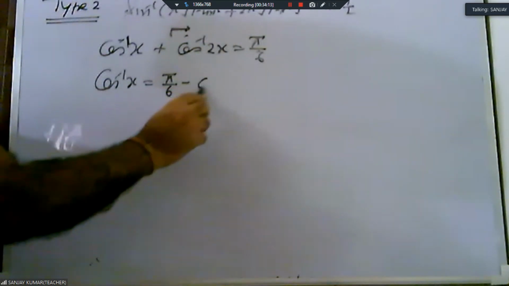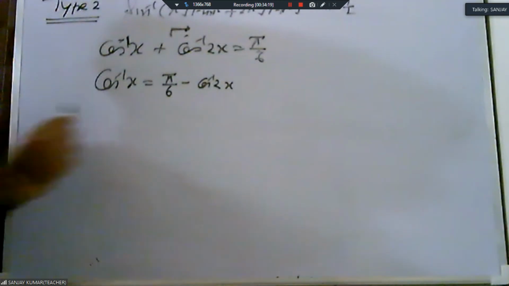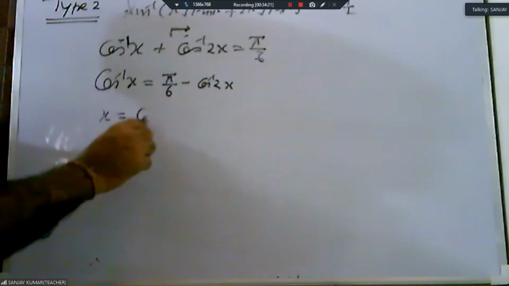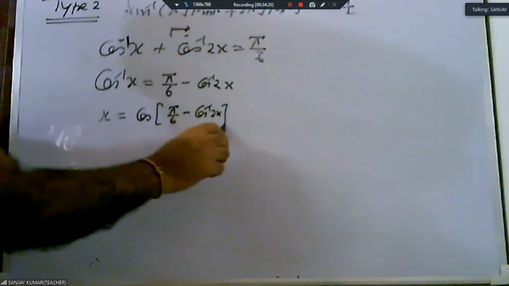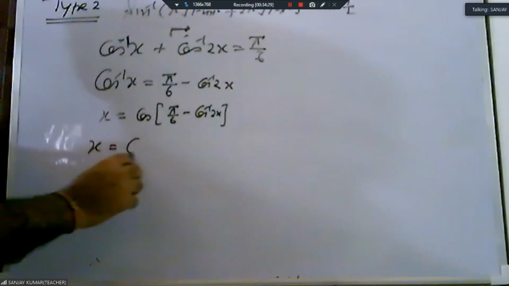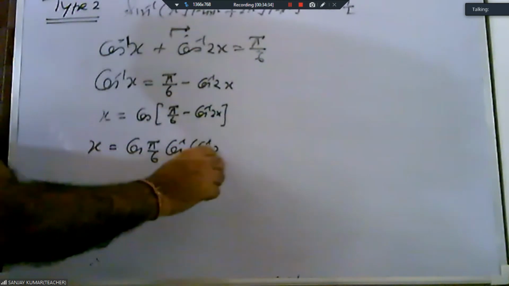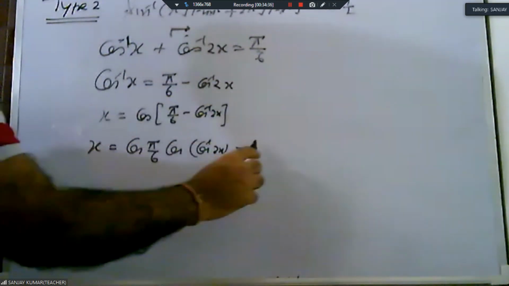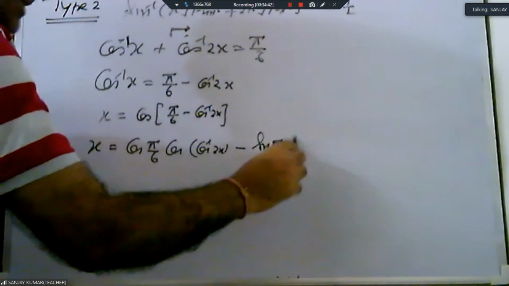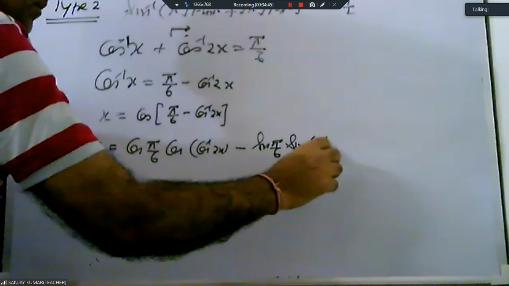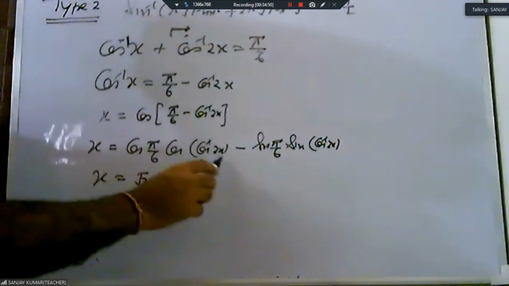Okay, see very carefully. All the questions of type 2 have the same method. Now we take this cos to the next side. Now we are applying the formula cos(A minus B) equals cos A cos B plus sin A sin B. So sin pi by 6 and sin B. Now this is x, cos pi by 6 is root 3 by 2. This 2 is cancelled with 2.